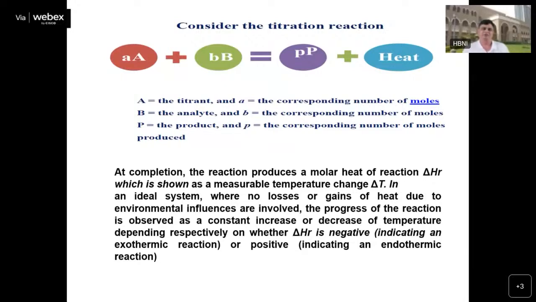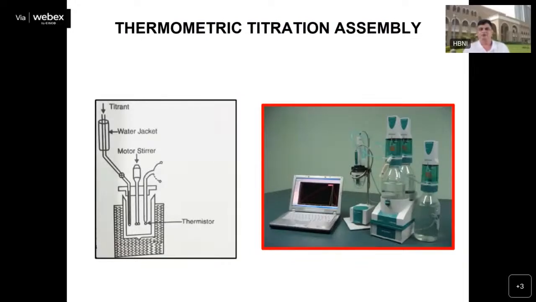At completion, the reaction produces a molar heat of reaction, delta HR, which results in a measurable temperature change. In an ideal system, where no loss or gain of heat due to environmental influence is involved, the progress of the reaction is observed as a constant increase or decrease of temperature, depending on whether delta HR is negative, indicating an exothermic reaction, or positive, indicating an endothermic reaction.